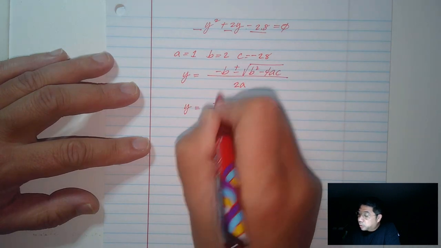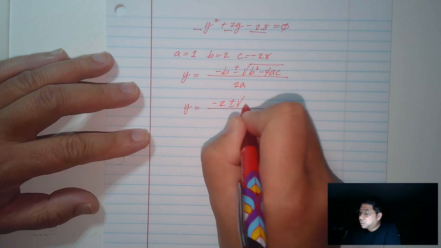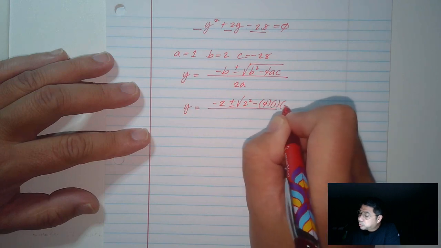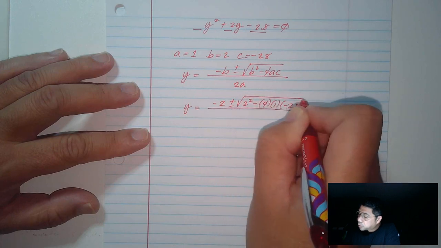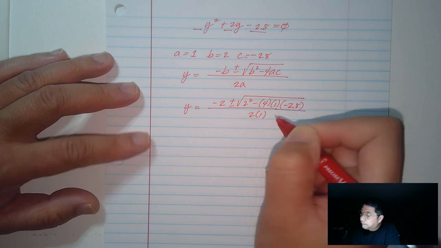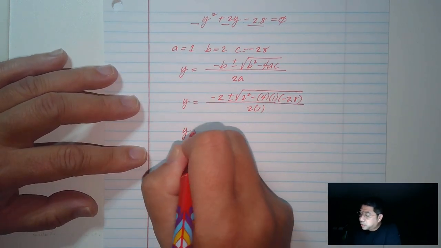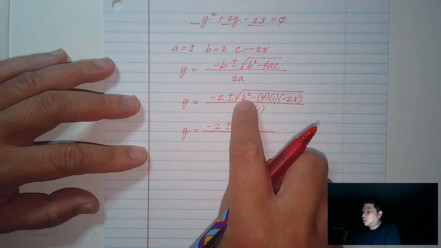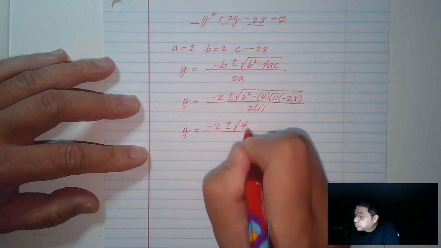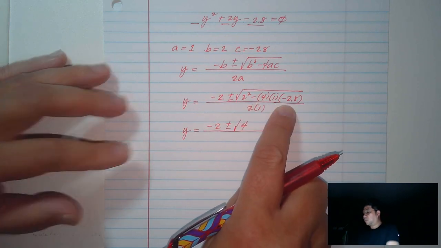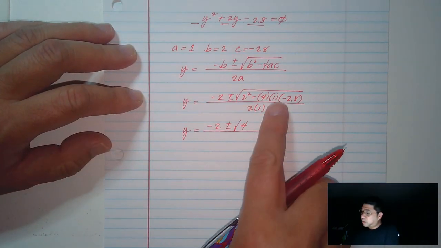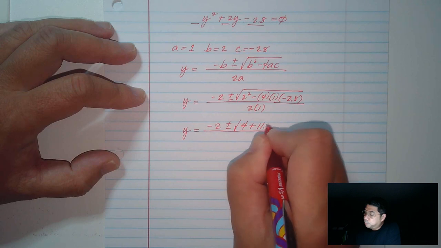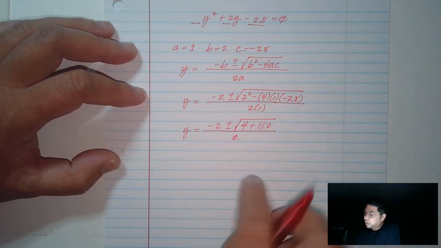B is negative 2, or negative b, now it's 2, plus or minus the square root of 2 squared minus 4 times a of 1 times c, which is negative 2.8, over 2 times 1. So what I'm going to do is just simplify, or follow the order of operations. So let's copy down negative 2 plus or minus. So 2 times 2 is 4. Negative 4, or 4 times negative 2.8 times 1 is negative 11.2. So therefore, that will change into positive 11.2, and that is divided by 2.